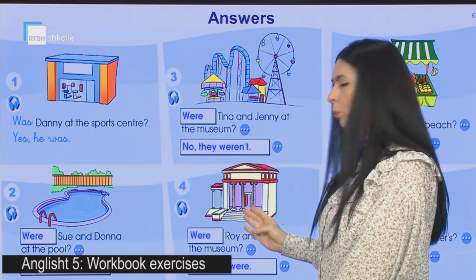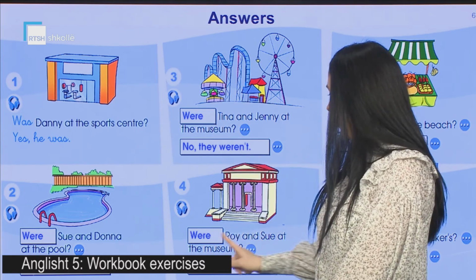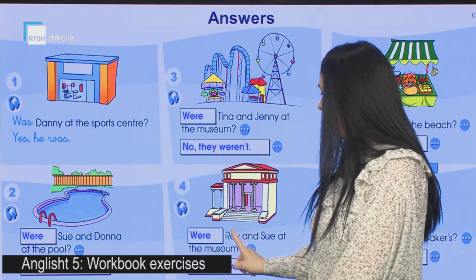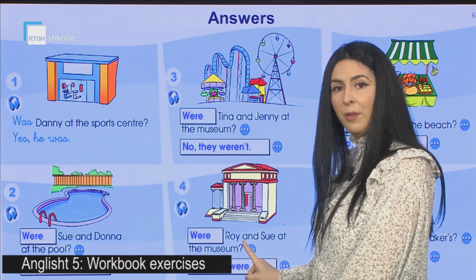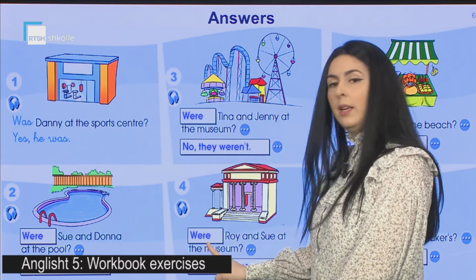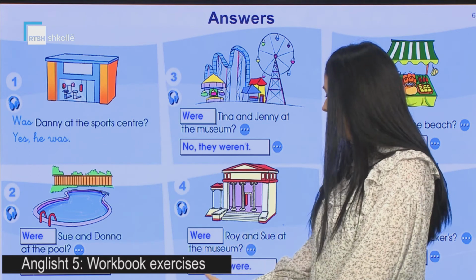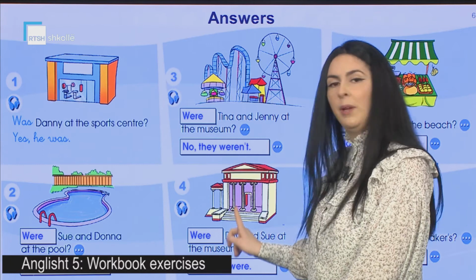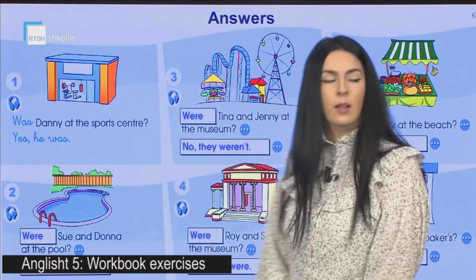Let's continue with the fourth one. Were Roy and Sue at the museum? In this case, the pronoun is still they. Don't forget. So, were is correct. And yes, they were. It is correct as well because this is a picture of a museum.